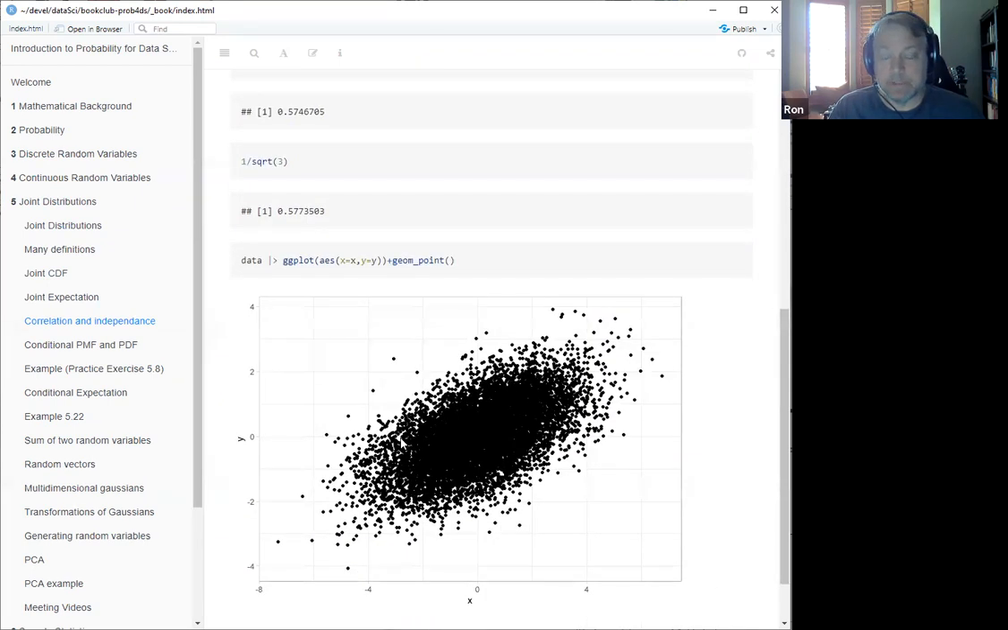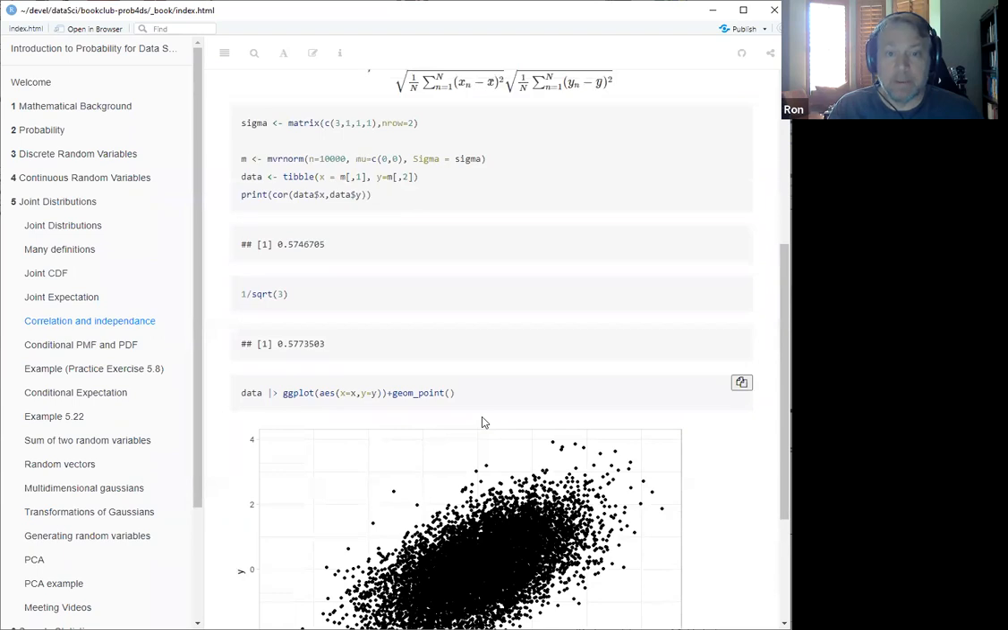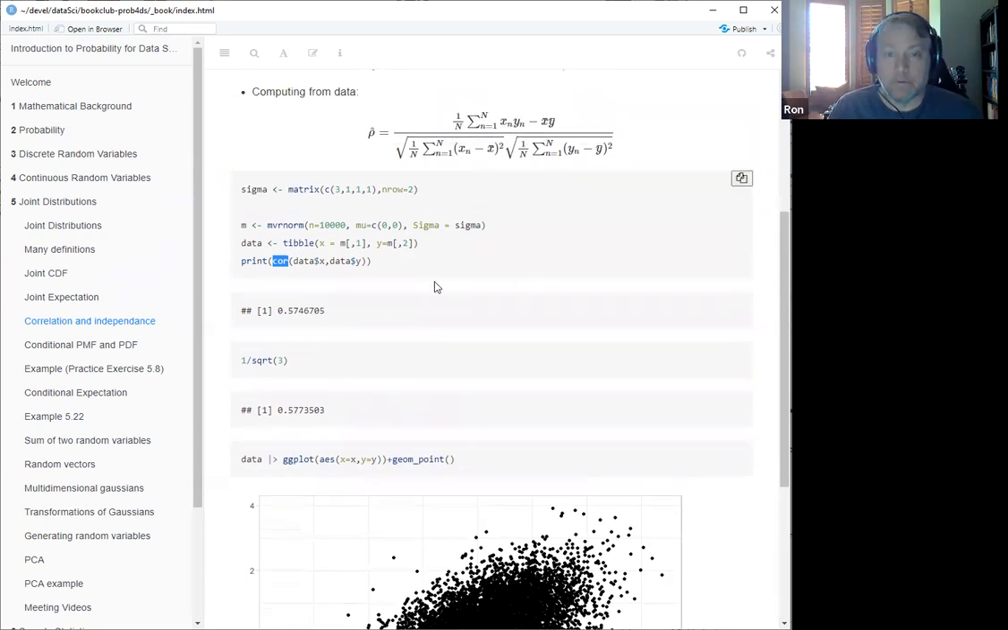Here's the data, some simulated data. As you can see, this is X and Y, and you can see that there is a high degree of correlation between these, not perfectly correlated, but a high degree of correlation. We can compute with R, by just using this function cor, what the correlation between those two variables is, and it happens to be 0.574. When we get to the part about multivariate Gaussians, which I generated, you can see that does match the value that it should be.